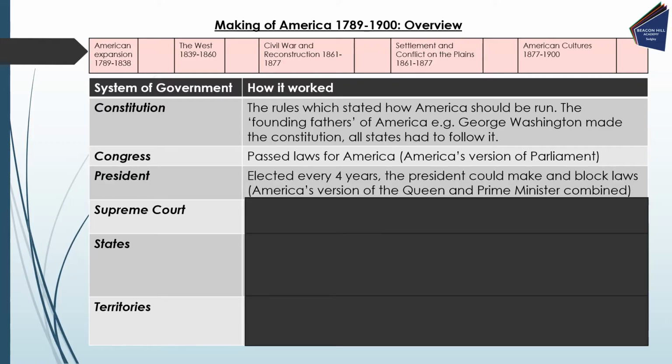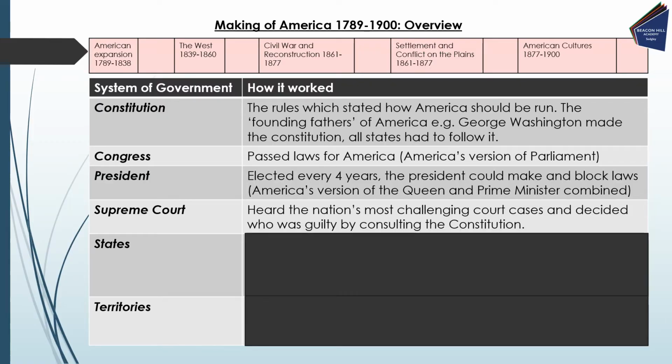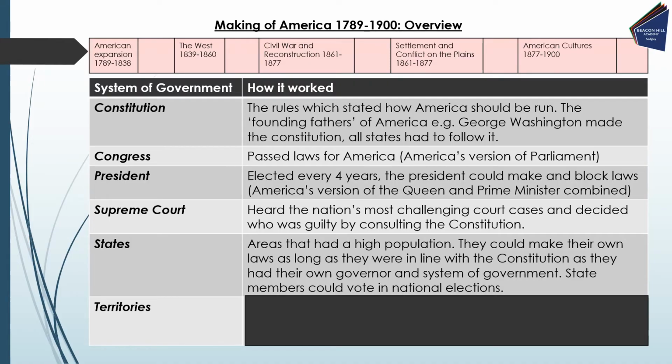We've got the Supreme Court, who heard the nation's most challenging court cases and decided who was guilty by consulting the Constitution. And then we've got this difference between states and territories. So a state is an area that has a high population. They can make their own laws as long as they are in line with the Constitution, and they have their own governor and system of government. State members could vote in national elections. And just a reminder here that to become a state, you have to have enough white Americans to make your area qualify to become a state and have that additional level of power.